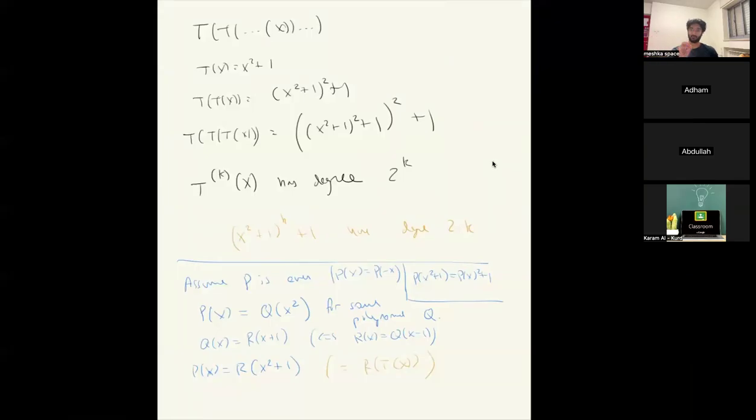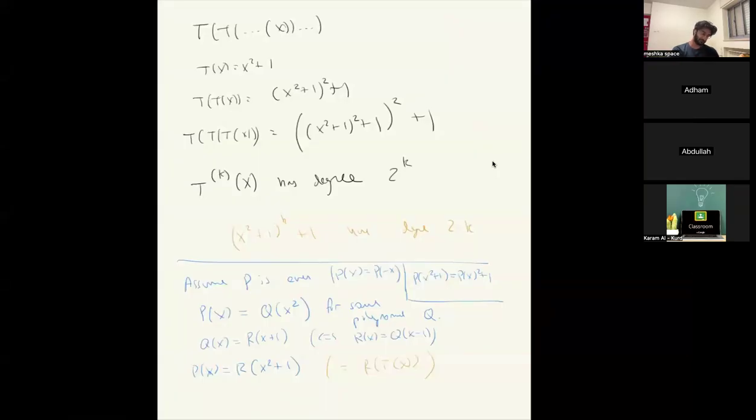Okay, maybe I need to do it explicitly. Do you guys understand the substitution I did here? Does it make sense that this is true, that there exists a polynomial R so that this is the case? Yeah. Okay, so let's see what it means.